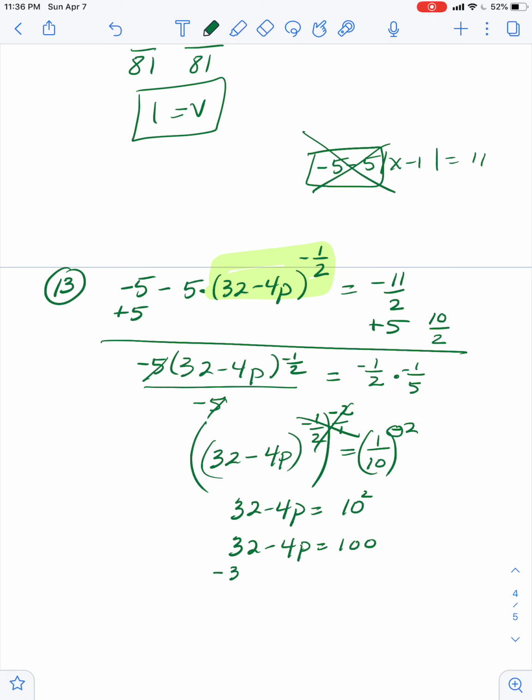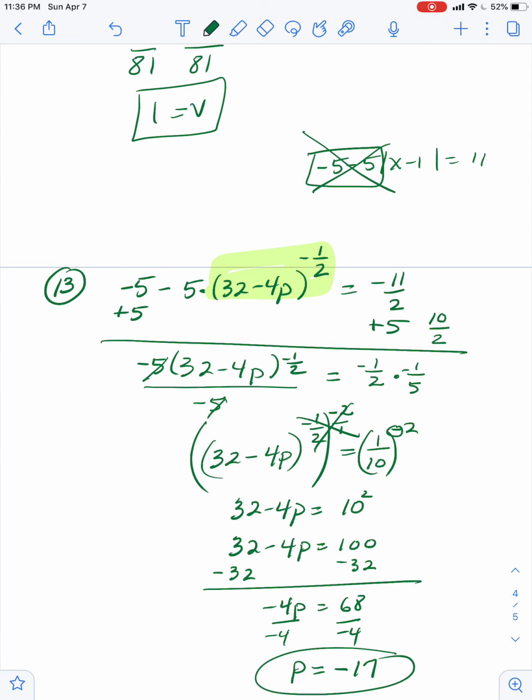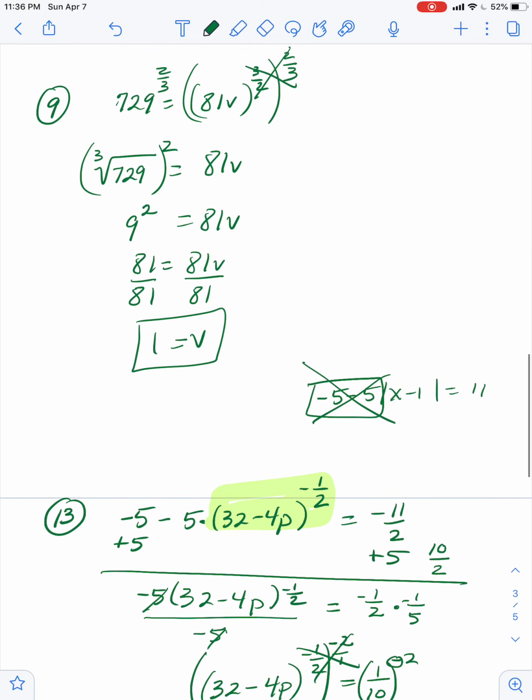Okay, move your 32 over. And that's going to give me 68. And then divide by my negative 4. And so P would be a negative 17. Okay? There you go.